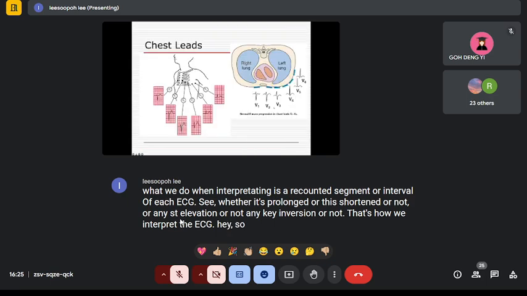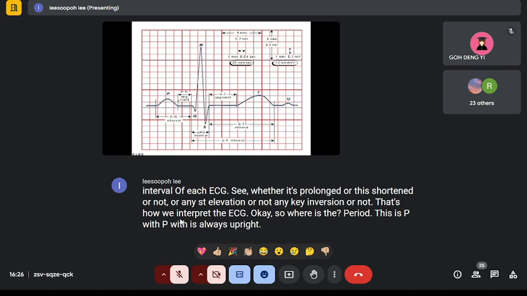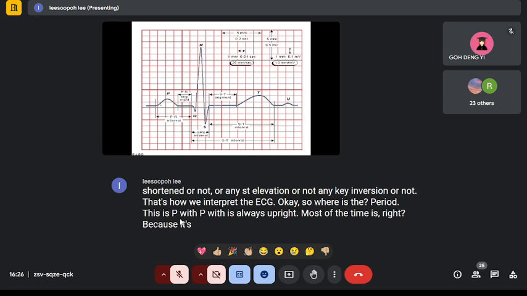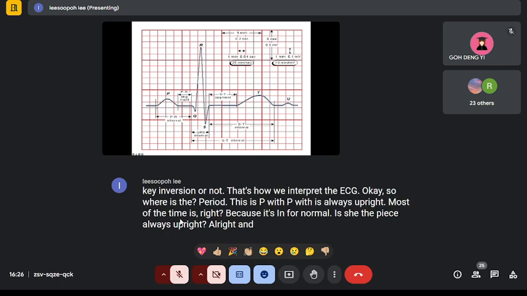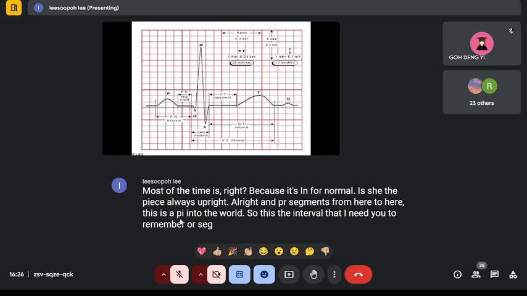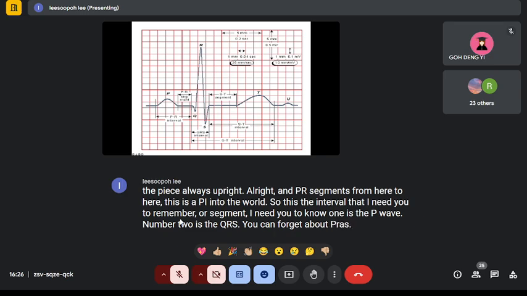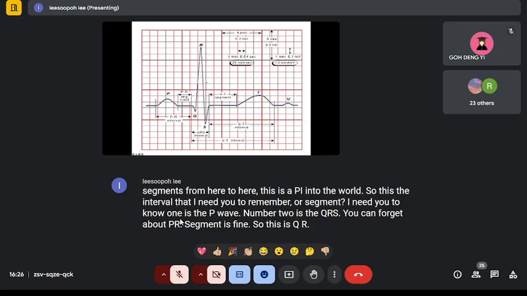Okay, so where is the P wave? This is the P wave. For a normal ECG, the P wave is always upright. All right, and the PR segment is from here to here. This is the PR interval. So the intervals I need you to remember: one is the P wave, number two is the QRS. You can forget about the PR segment, it's fine. So this is the QRS.